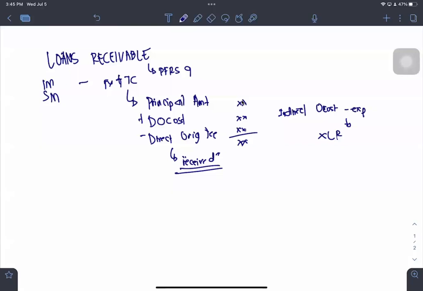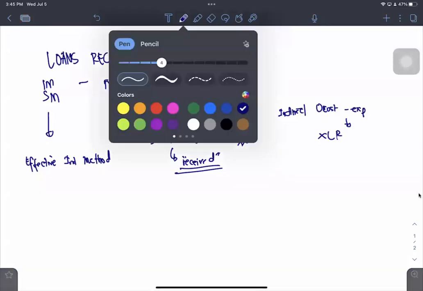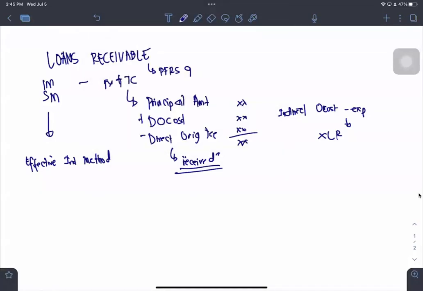of the loan. How about the subsequent measurement? The subsequent measurement is your effective interest method, and we already have discussed your effective interest method before during your notes receivable. Now, let's focus ourselves on the impairment of your loan.